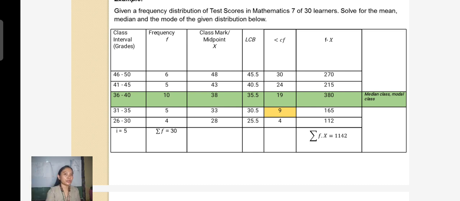33 plus 5 is 38. 38 plus 5 is 43. And 43 plus 5 is 48. Or you can list them: 31, 32, 33, 34, 35. The median or midpoint is 33. That is in the third column, as we specified. 36, 37, 38, 39, 40, so 38. Until you reach 48. Okay, did you understand?